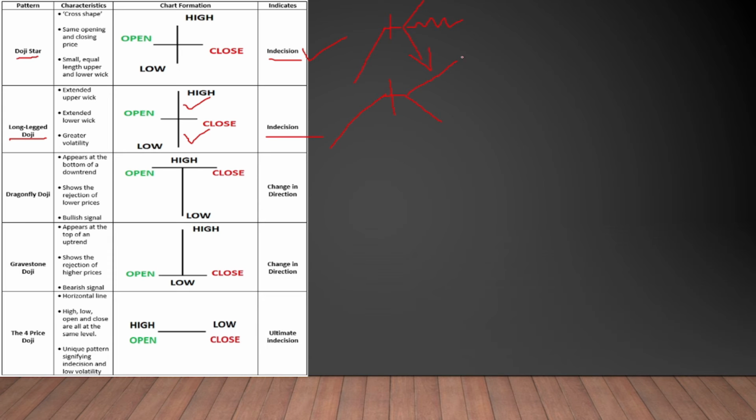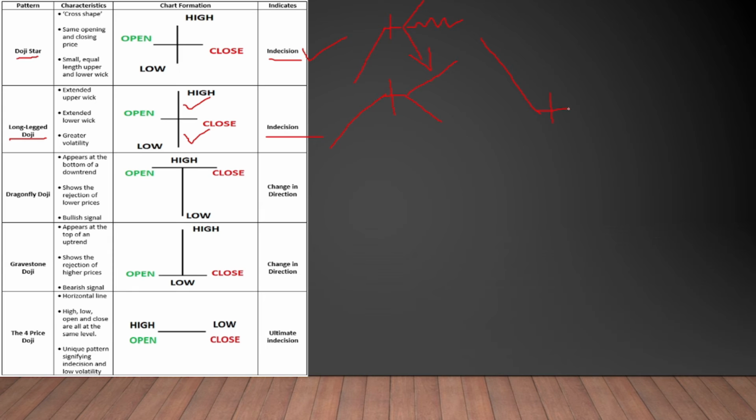The same thing even happens in a downtrend. Okay. Now consider that the previous trend of the market is down, and all of a sudden there is either a doji star or a long-legged doji candle formation.